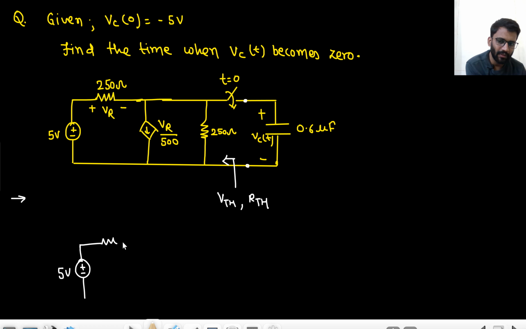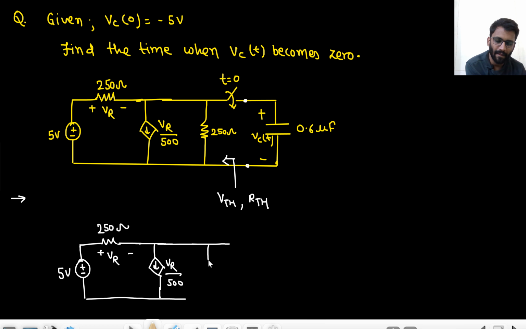You are so comfortable with Thevenin's theorem now that I don't think you will need to draw the circuit. Without drawing the circuit you can also do it, but since I am explaining it, I have to draw. So first I will make VTH and RTH. This is VR by 500, and this is 250. Since I am finding Thevenin voltage here, what is Thevenin voltage? Thevenin voltage is the open circuit voltage, right? So this potential will be VTH.